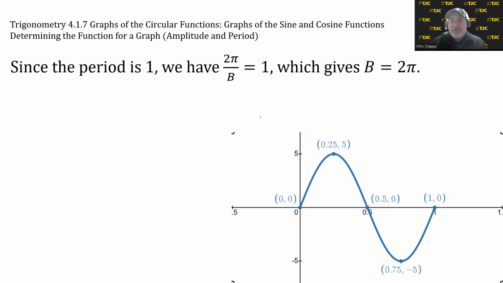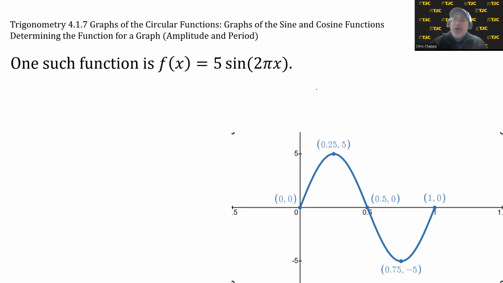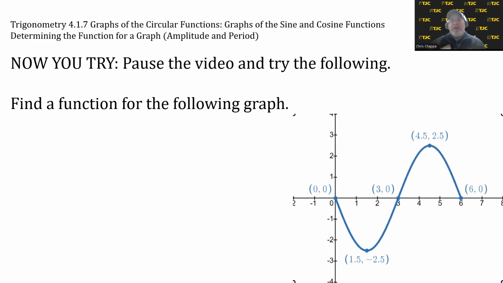So now that we have all this information, we can build our function. A was 5, b was 2 pi, and our function is this. F of x equals 5 sine of 2 pi x. Now you try. Pause the video and try the following. Find a function for the following graph.